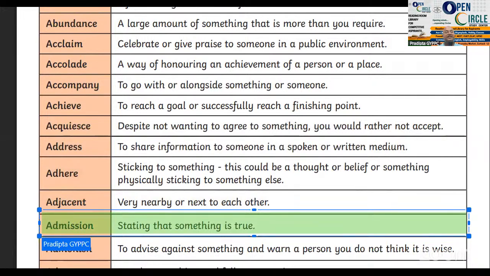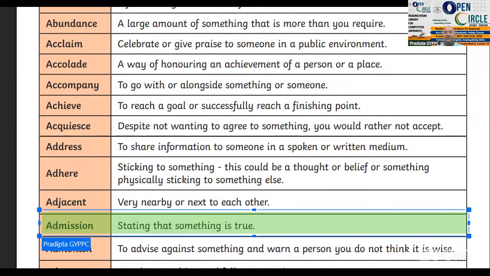The next word is admission. Admission is stating something in the court or before a judge or before an officer. जैसे, the criminal gave his admission. मतलब criminal ने अपनी गलती मान ली.